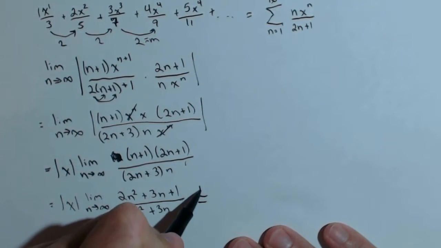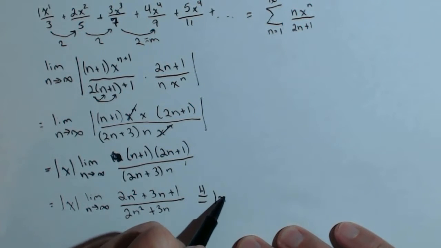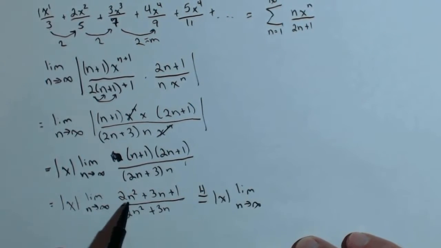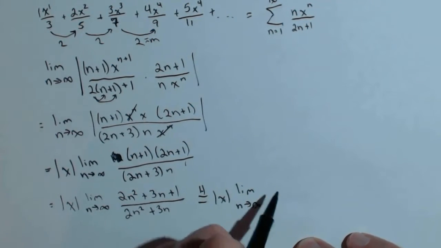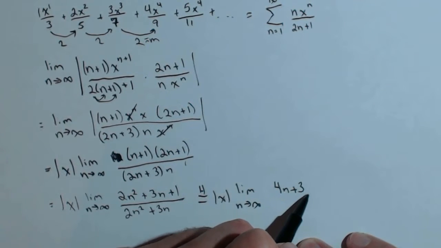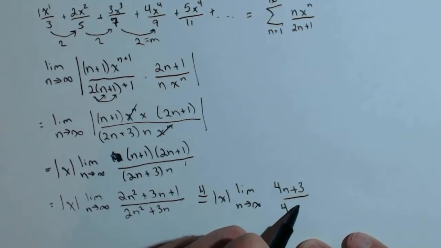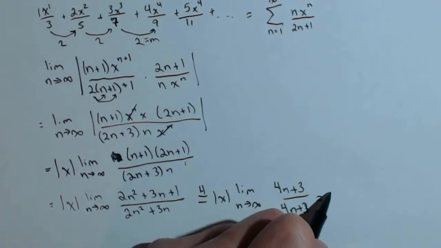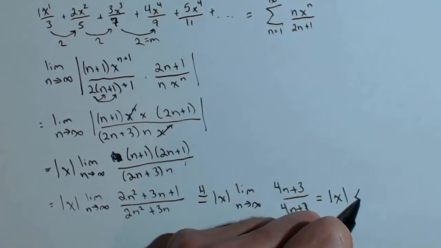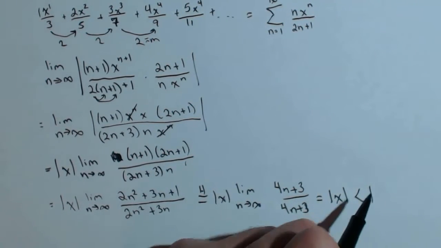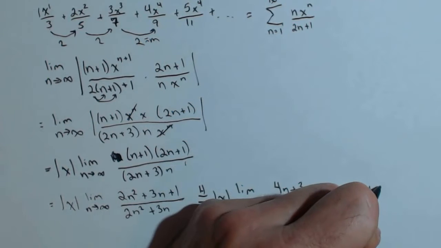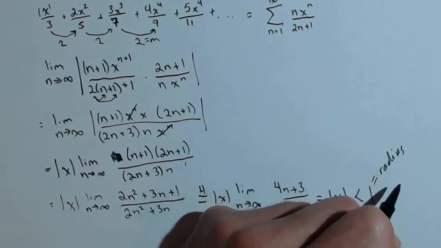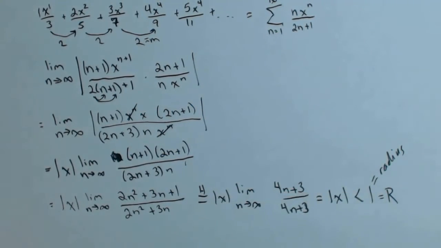We would use L'Hopital's rule, which means we do the derivative of the top over the derivative of the bottom and recalculate our limit. Well, the derivative of the top is 4n plus 3, and the derivative of the bottom is also 4n plus 3, which is 1, so the limit as n goes to infinity is 1. So this is just the absolute value of x. We want it to be less than 1 in order for the ratio test to converge, and hence the 1 is our radius of convergence. A lot of times we'll just call it a capital R.